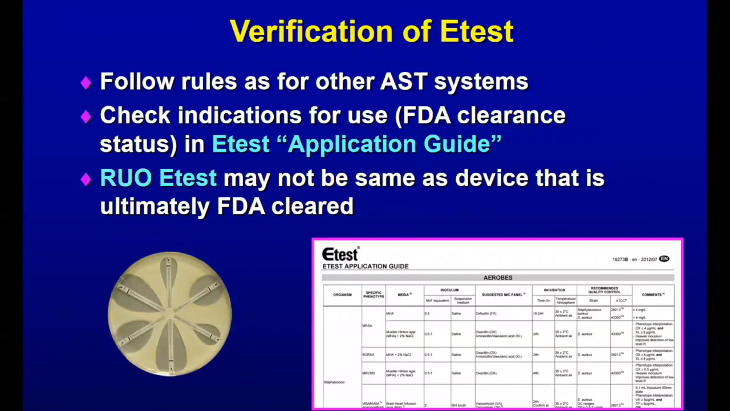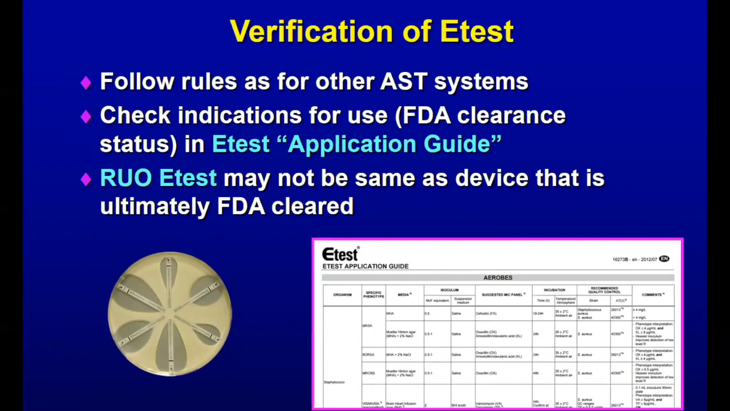Just a word about verification of e-tests. We're going to follow the rules as for other AST systems. When you're using the e-test, it's important to know their FDA clearance status, and this can be found in the e-test application guide. If you Google the e-test application guide, you can find this. The other thing is that I know there are some RUO e-tests out there. Again, these should not be used for diagnostic testing purposes.